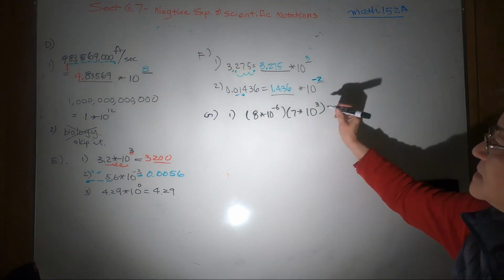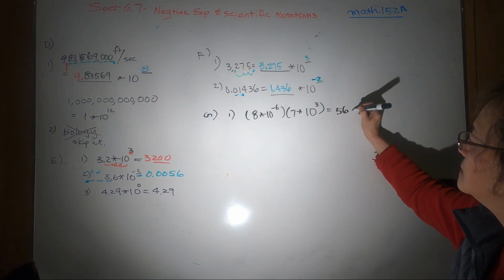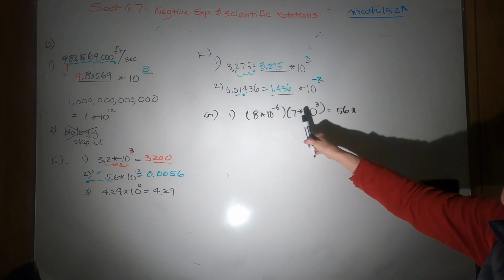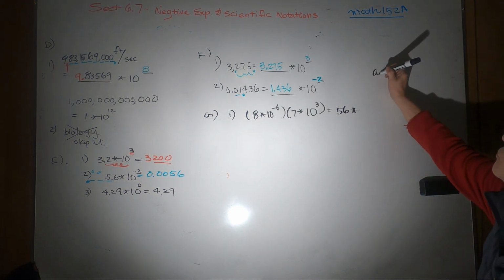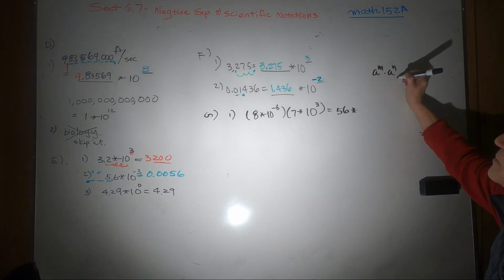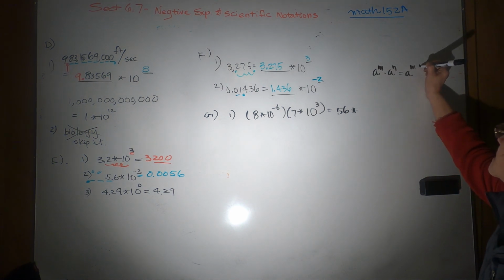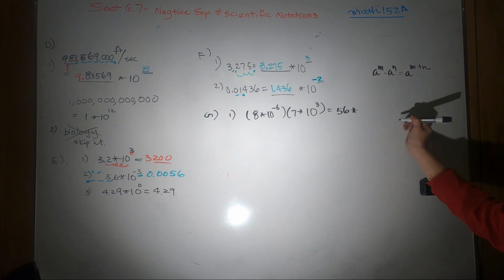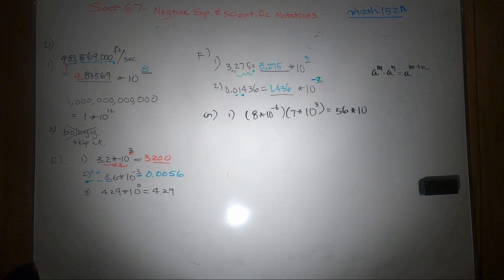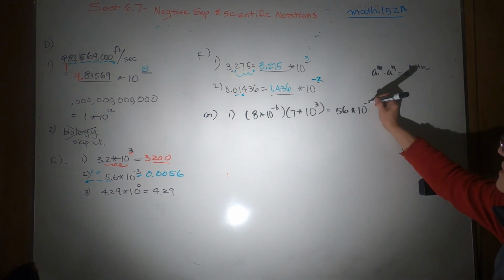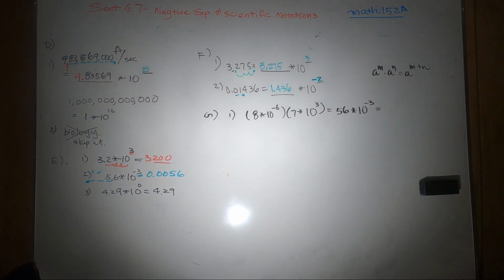Okay, so 8 times 7 is 56, right? 10 to the negative 6 power times 10 to the third power, right? Do we have a^m times a^n, the same base? Then we just add our powers. So 10 to the how many power? Negative 6 plus 3 is -3, right?